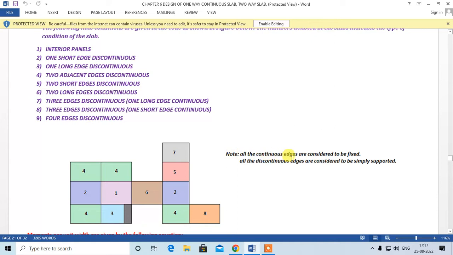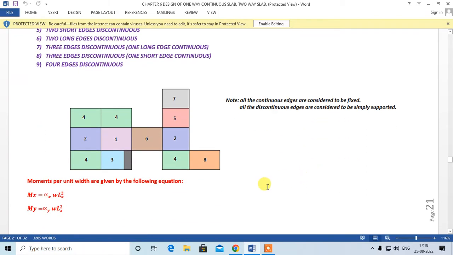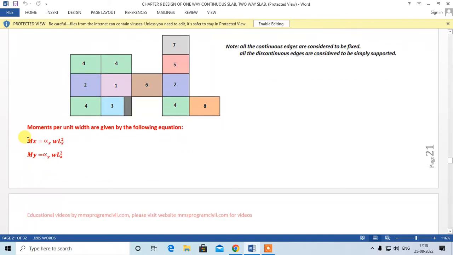Note all the conditions: all the continuous edges are considered to be fixed and all the discontinuous edges are considered to be simply supported. The coefficients given in the code are based on this assumption, right? Okay. Moments per unit width are given by the following equation. Okay, this is the equation given in the code, right?